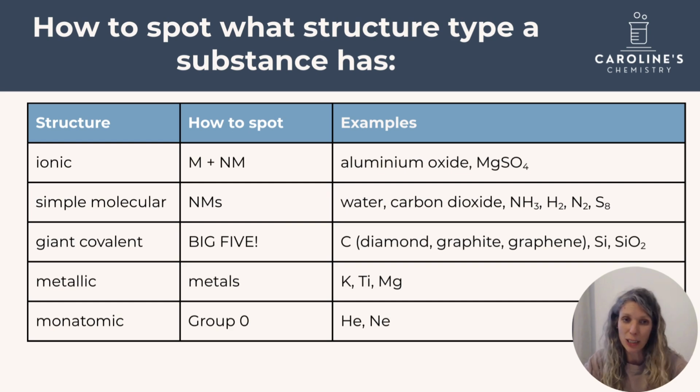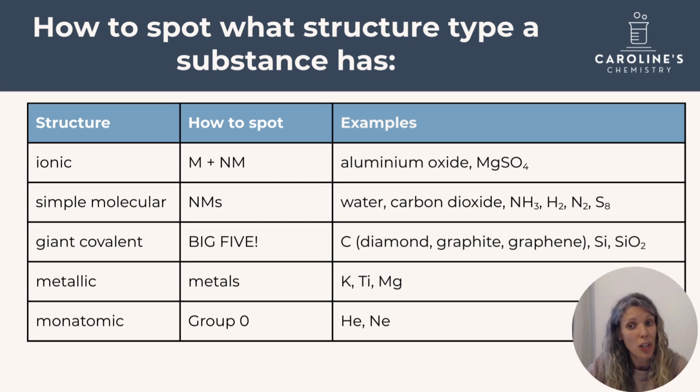The fourth structure type is metallic. Metallic does what it says on the tin. Any metal will have a metallic structure. Again, we go back to our periodic table and look at anything on the left-hand side of that dividing line, and that would be metallic. I've given you 3 examples: K, Ti, and Mg. You could find those symbols on the periodic table. We have potassium, titanium, and magnesium, all metallic substances.